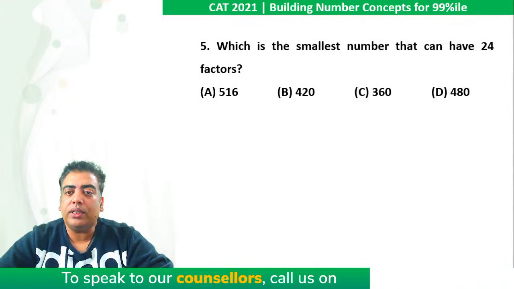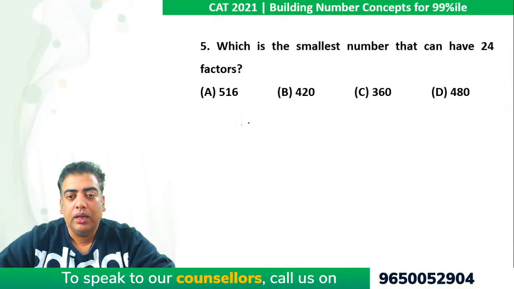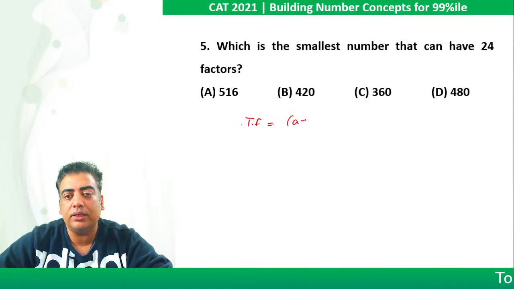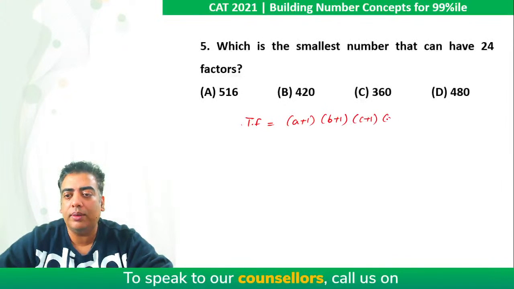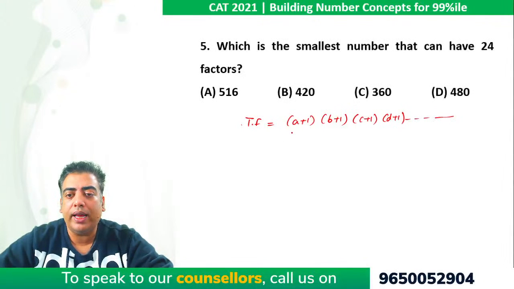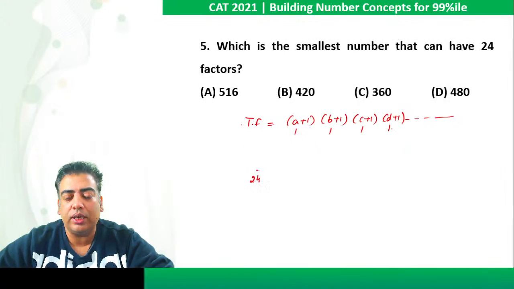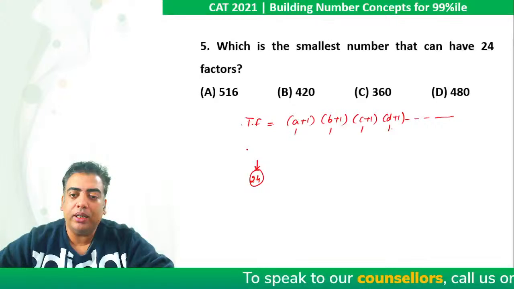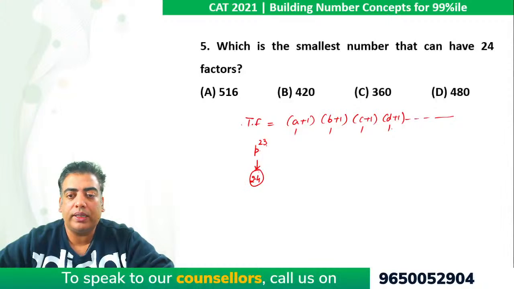So question 5 says, what is the smallest number that can have 24 factors? As we have discussed earlier, the total number of factors in general can be written as a plus 1 into b plus 1 into c plus 1 into d plus 1 and so on, where a, b, c, d are the powers of the prime bases that are given to me. So if I am required 24 factors, we need to think of how we can generate 24 factors. It can be a prime number raised to power 23, which will give me 24 factors.